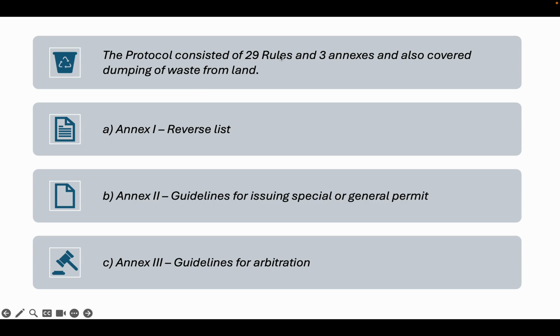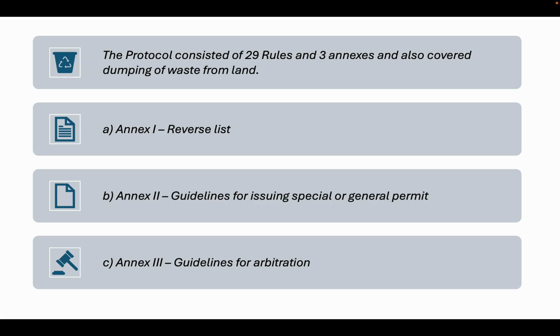We are also not going to study the 29 rules here. We are bothered about the 3 annexes. Annex 1 has the reverse list. As we studied just now, the reverse list gives the substances which can be dumped into the sea. And Annex 2 gives guidelines for issuing special and general permits. The items which are not in the reverse list, if you want to dump them, you need to obtain a special or a general permit depending upon the type of substance. If it is hazardous, you need a special permit. If it is less hazardous, you need a general permit.